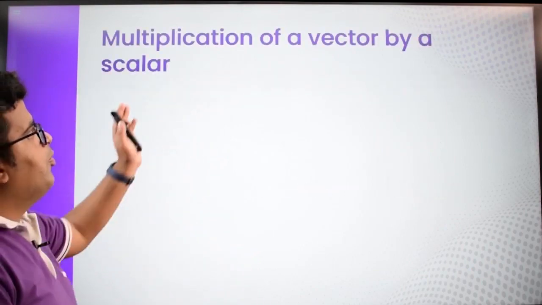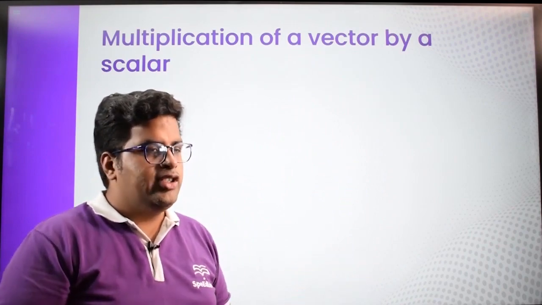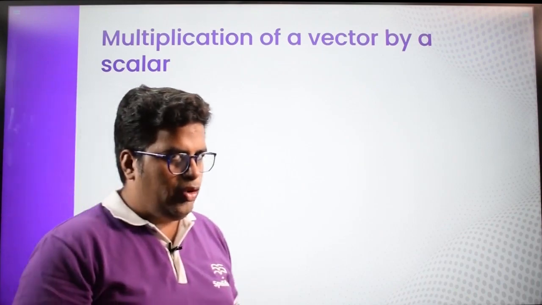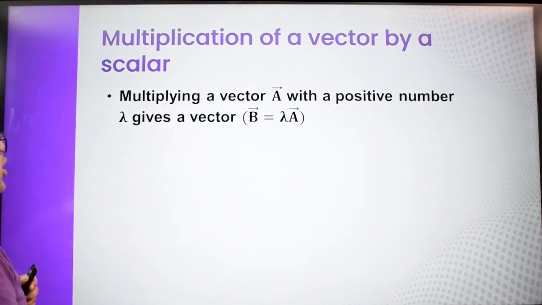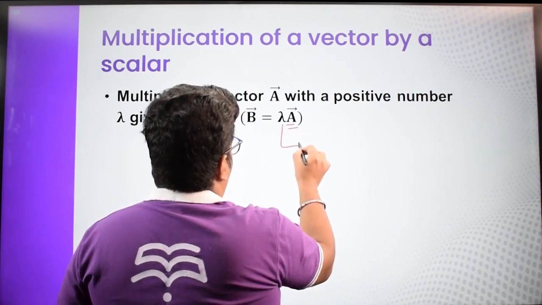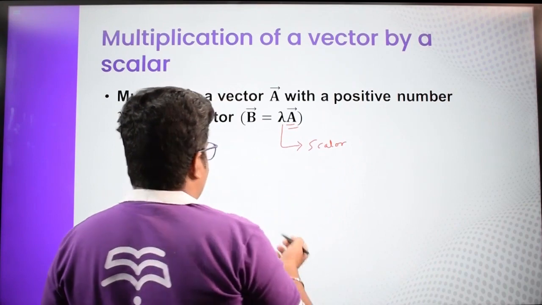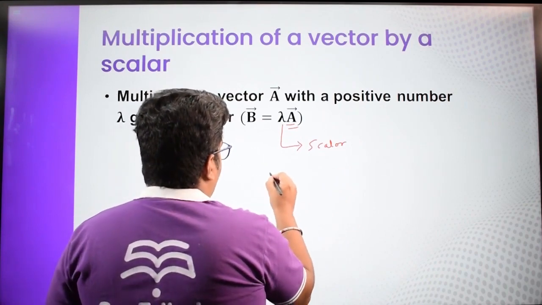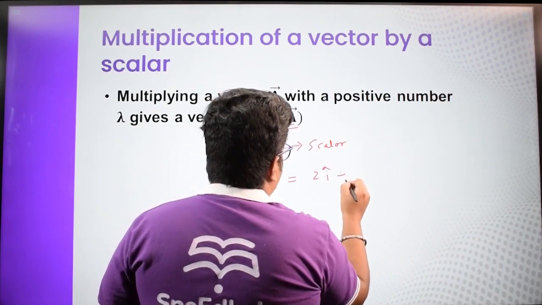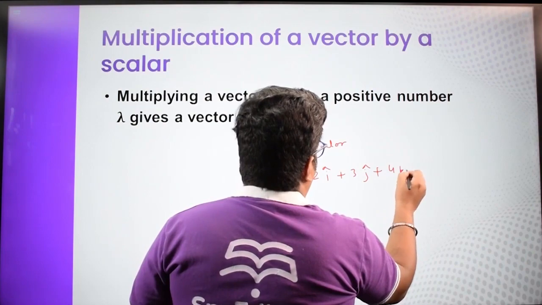Now we have multiplication of a vector by a scalar. That means suppose we are given a vector and we are multiplying it by a scalar. So what is going to happen? We have one vector, that is A vector, and over here we have a lambda, that is your scalar. For instance, let's say A vector is equal to 2 i cap plus 3 j cap plus 4 k cap.